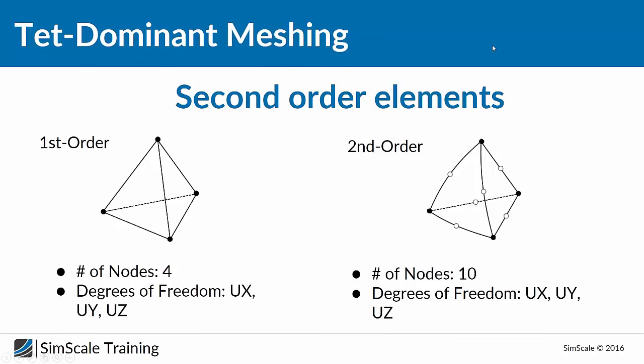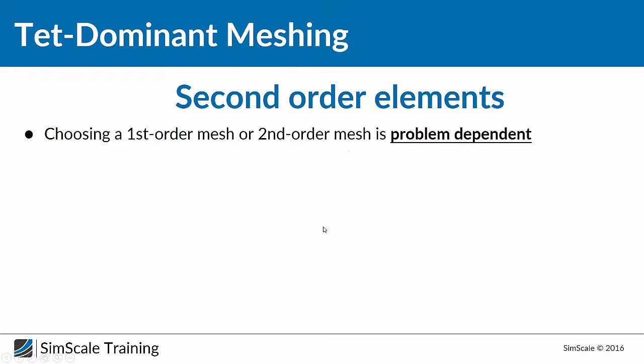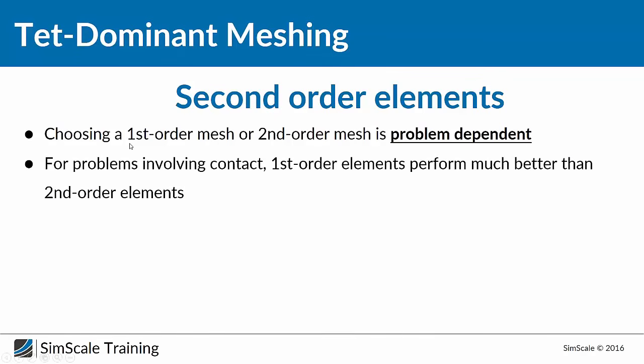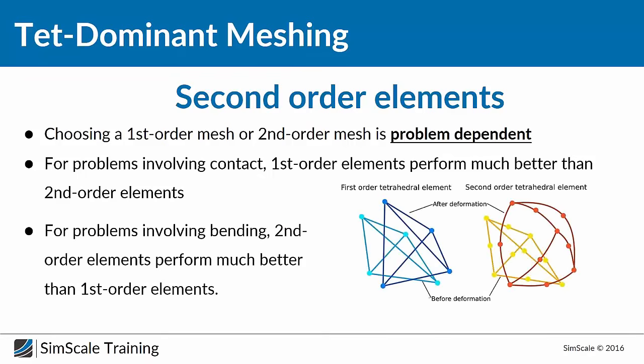We have the same degrees of freedom, but in the end we are not interpolating linearly between the nodes, but we have a quadratic function. Therefore it's a very problem-dependent choice of the mesh. For problems where we have contacts, the first order elements perform much better than the second order elements. And everywhere where we have, let's say, high deformations, the second order elements perform much better than the first order elements.